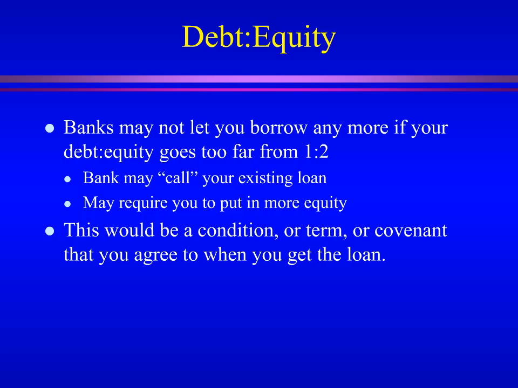And if that happens, the bank might say, okay, we want our money. They'll give you 48 hours to give them the money, maybe 30 days if you're really, really lucky. That's called call. They're going to call your loan. Or, same idea, they might get you to put in more equity. So that's a condition or term or covenant that you agree to when you get the loan. And it's a contract, so that's something you might have to honor.